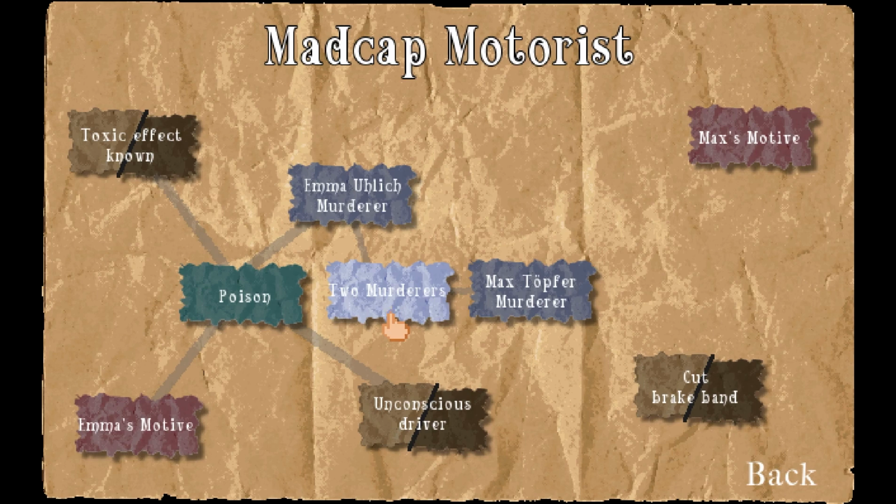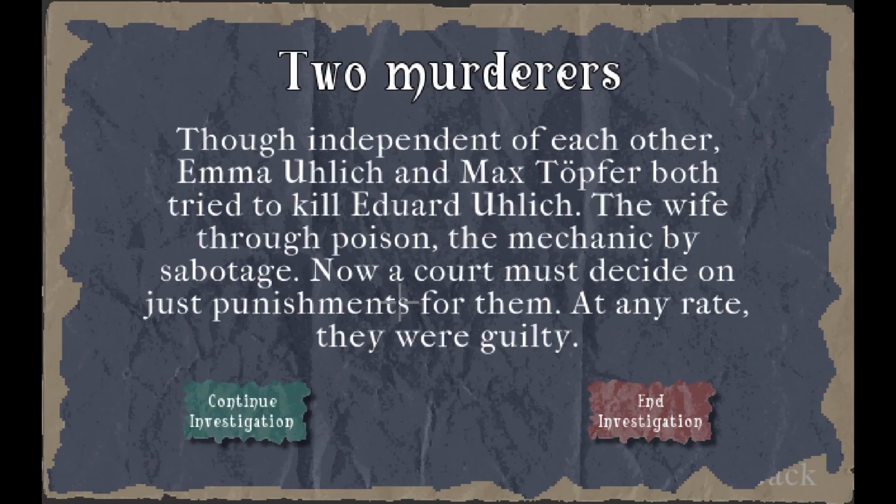We don't have any proof, but we do know she tends the garden and she put the berries in a bowl. What else was she going to do with them? Two murderers. Though independent of each other, Emma and Max both tried to kill Edward. The wife through poison, the mechanic through sabotage. Now a court must decide just punishments for them. At any rate, they were guilty.